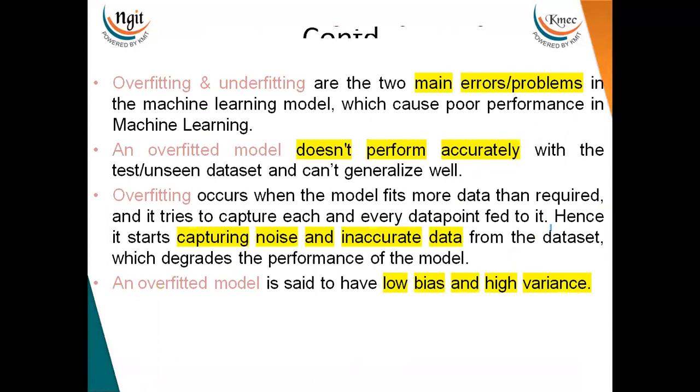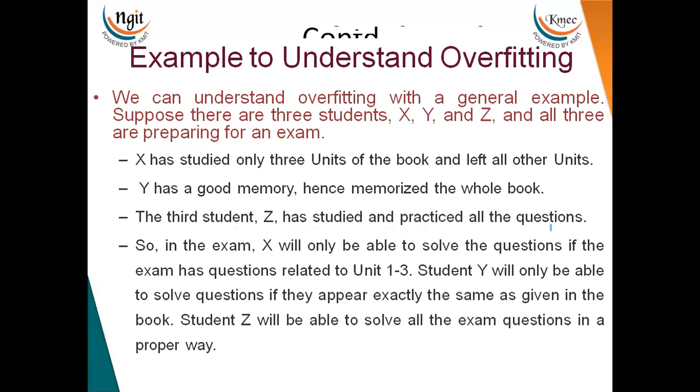Now, why is overfitting occurring? Because of the existence of noise and inaccurate data in our data set. And the overfitted model is said to have low bias and high variance as it is not performing well during the testing phase. So, now, let us understand what overfitting means with one example.